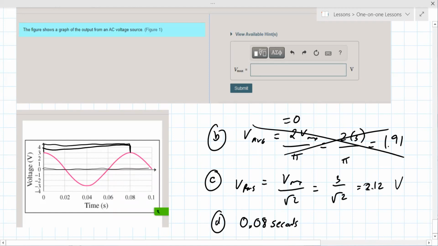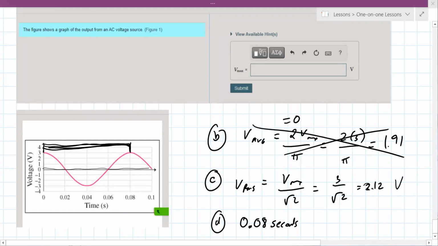Yeah, one more time. What was that? 0.08 seconds. And that's just peak to peak. All right. I sent you another screenshot because it doesn't show the other two. This next one says, "What is the frequency of the source?"